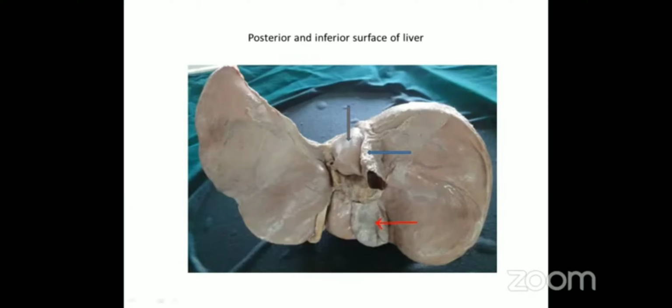Starting from here, first the superior surface is separated by the diaphragm from the lungs and the heart, mainly the right lung. And then the posterior surface is related with the lower end of the esophagus, and as you go to the inferior surface, there will be the stomach. So there is a gastric relation over here. Somewhere over here, it is related with the tuber omentale of the pancreas.